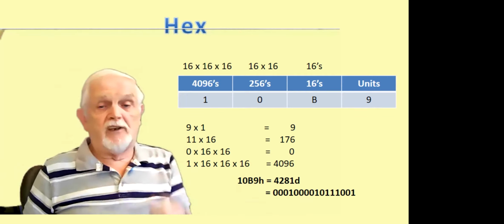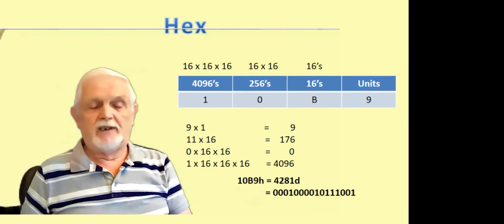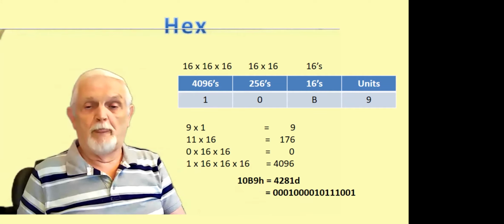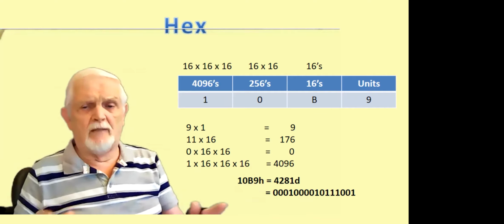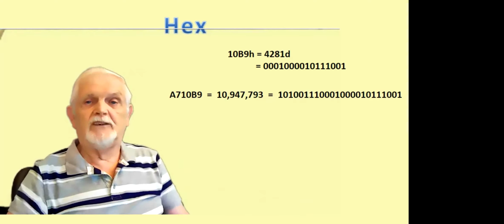It's much easier to remember the hex or the decimal than it is to read the binary. But the bigger the numbers get, the more the problem accumulates. There you go.